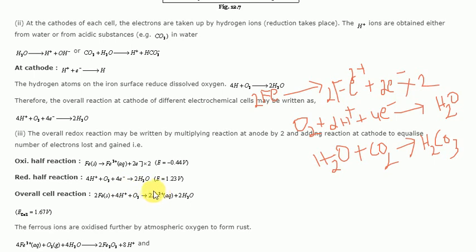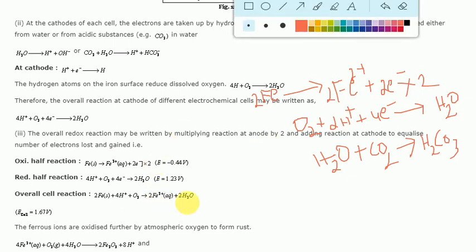Next is the Fe2+ ion. This Fe2+ ion undergoes further oxidation. In acidic medium, the Fe2+ ion loses 1 electron and becomes Fe3+. When it becomes Fe3+, this ferrous ion is no longer in a stable state.